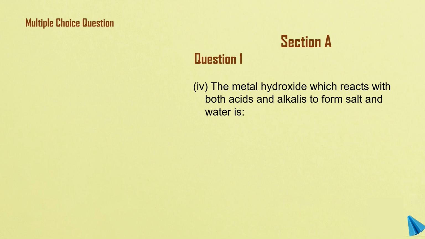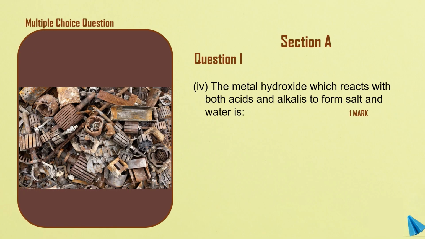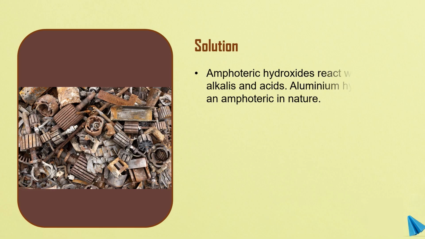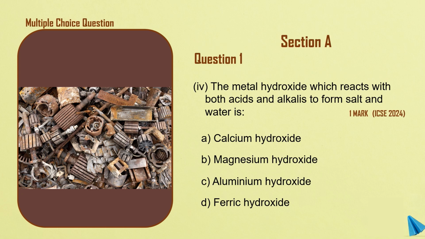Let's have a look at the next question, that is question number 4. The metal hydroxide which reacts with both acids and alkalis to form salt and water is calcium hydroxide, magnesium hydroxide, aluminum hydroxide or ferric hydroxide. So what is the correct answer, children? Amphoteric hydroxides react with both alkalis and acids. Aluminum hydroxide is amphoteric in nature. So aluminum hydroxide, that is option C, is the correct option.